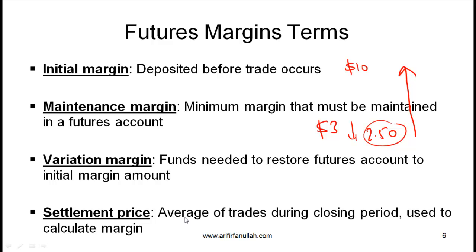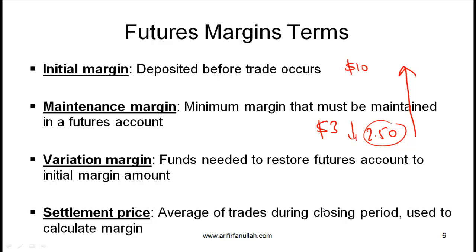Settlement price is the average of trades during the closing period, and obviously we need to know the settlement price in order to calculate margin, as you will see on the next slide. Unlike the stock market where we normally see the closing price quoted in the newspapers, in the futures market, the settlement price is quoted based on the average of the last few trades in the closing period.